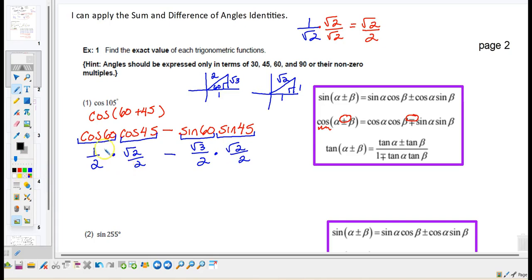Now we can condense. When you multiply fractions, we multiply numerators, multiply denominators. These cannot simplify because of the square root. You can't change this 2 under the radical. Root 3 times root 2 is root 6. 2 times 2 is 4. We have a common denominator, so our final exact value is root 2 minus root 6, all divided by 4. So cosine 105, this is the exact value. All right, let's try the next one.